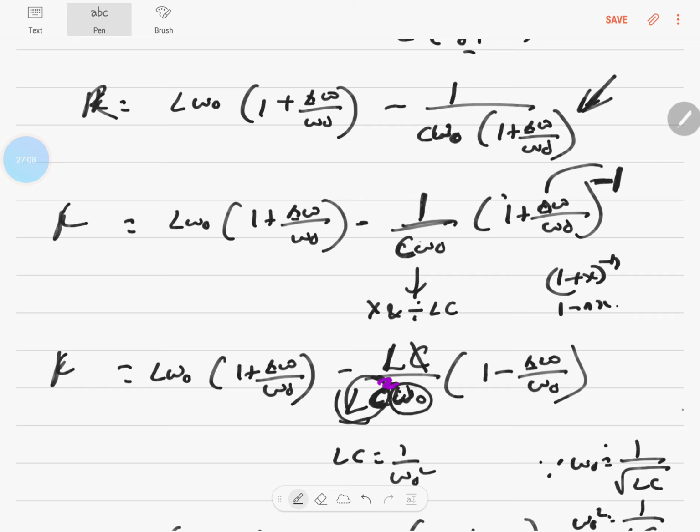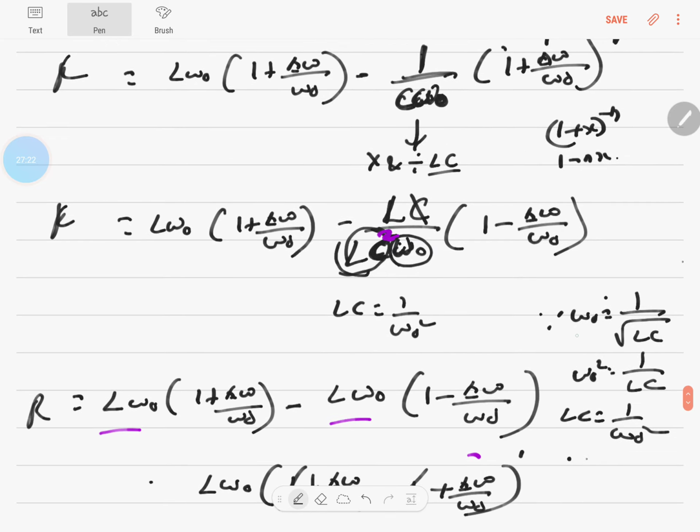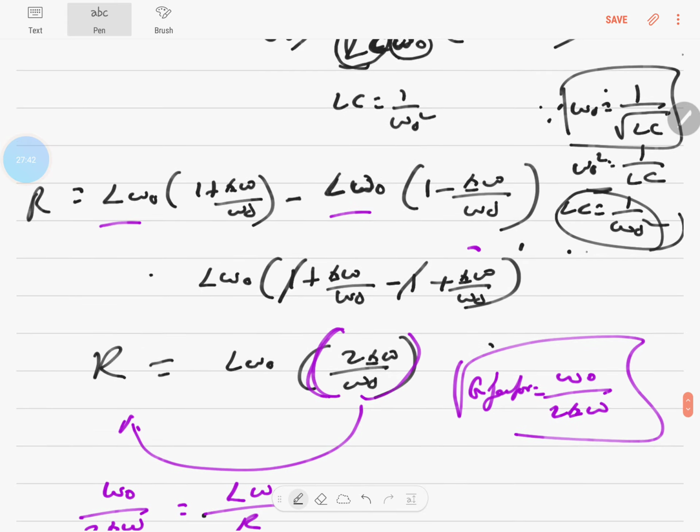From this 1 by C omega naught, I am going to multiply and divide by LC. And you know omega naught is 1 by root of LC, so omega naught square is 1 by LC. So LC itself is 1 by omega naught square. Substitute that, one omega naught will get cancelled, and the omega naught in the denominator will go to the numerator. So it will become L omega naught here. So L omega naught completely can be taken out common, and you can open the bracket. You see 2 delta omega by omega naught, which is the reciprocal of Q factor.